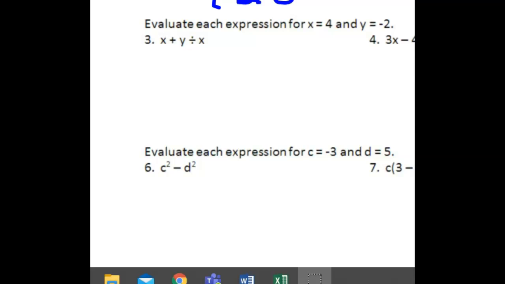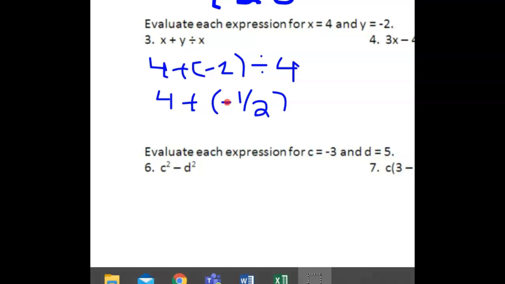Okay, number three. Now we're plugging in x equals 4 and y equals negative 2. So we have 4 plus a negative 2 divided by 4. So order of operations says you divide before you add. So you get 4 plus negative 1/2, which is really 3.5.